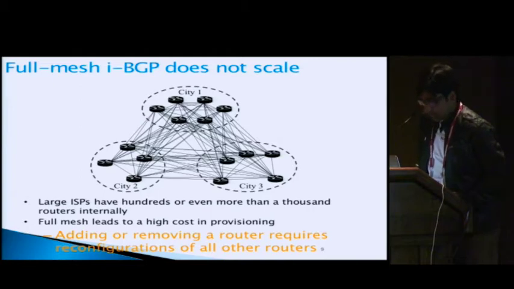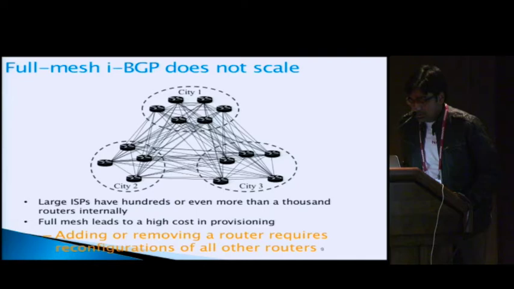So let's see, this is a typical example of 3 cities. Let's consider where I have a POP, if I am a large ISP. If I want to deploy a full mesh of BGP, just imagine I need to run my logical sessions across different routers inside my POP, and this will not scale very much.